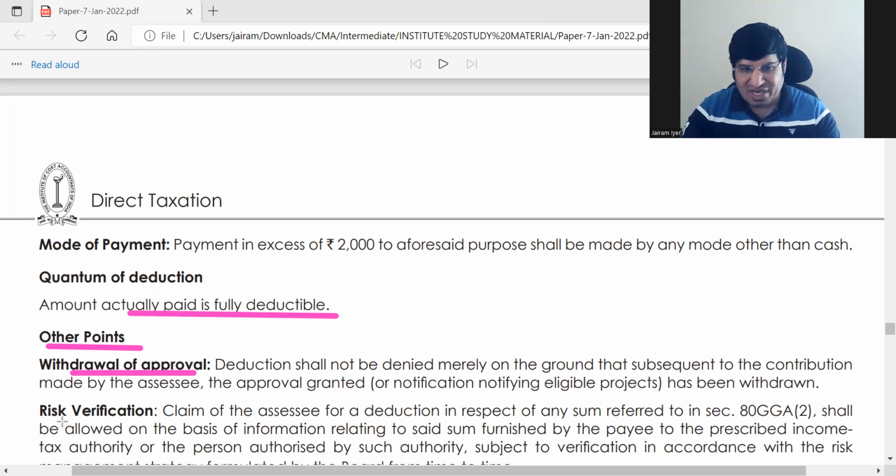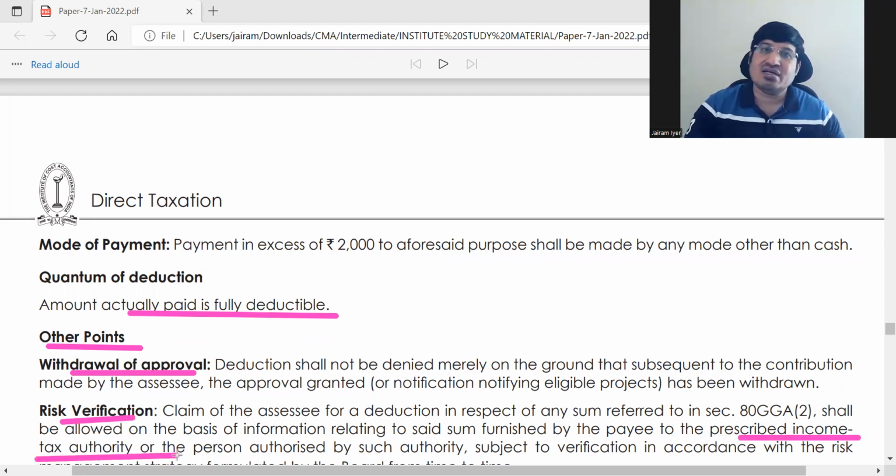And this risk verification is by the income tax authority. Your income tax authority can directly verify from the association to whom you have given the donation, whether this person has given you a donation or not. That is risk verification. That's all.